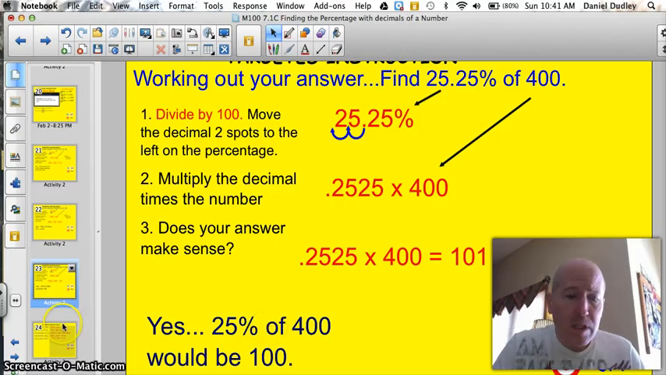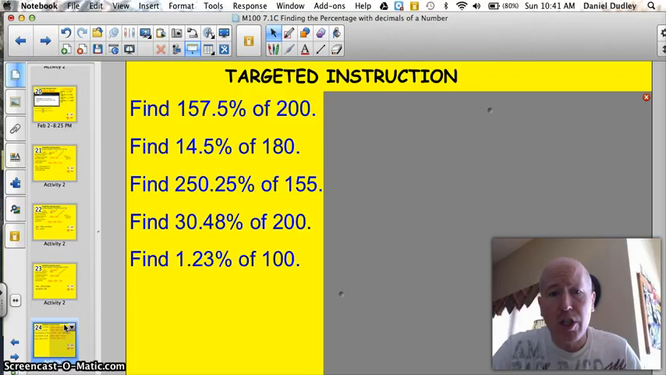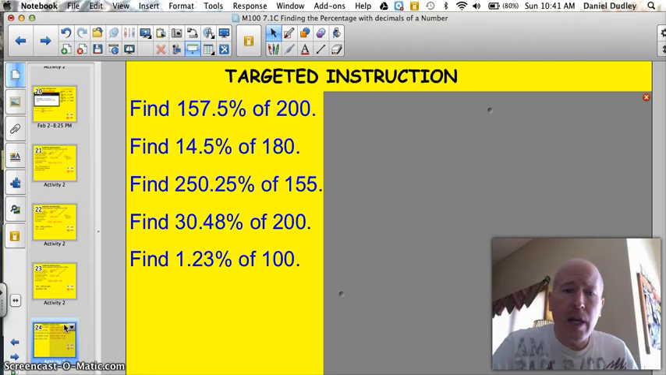Okay, time for you to try some problems on your own. Get your calculator out, scrap of paper so you make sure you can write down the correct decimal. See if you can figure these ones out. Go ahead and pause. All right, let's see how you did.